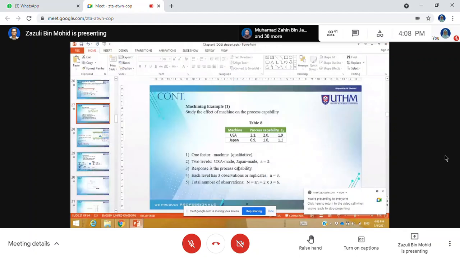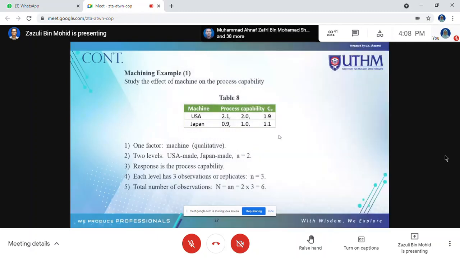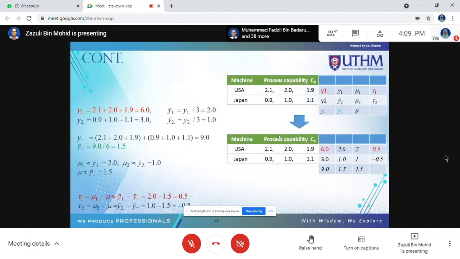So this is the basic knowledge, or the basic foundations, that you have to know about the design of experiments. And then the calculations, you have to do it so that you can do further calculation on the tau, on the mu, the y bar, and so on.